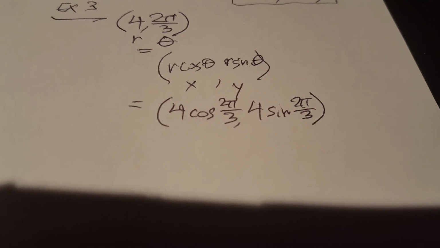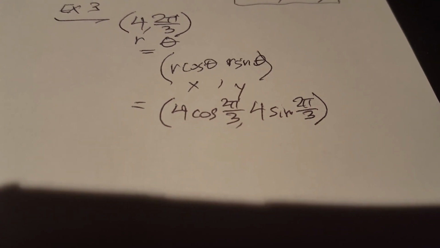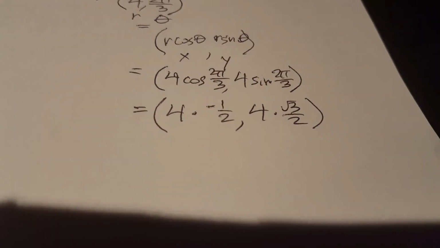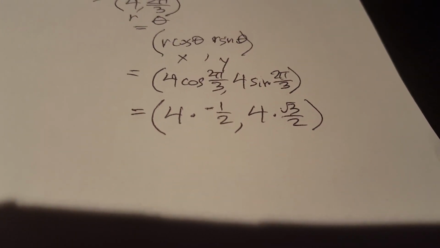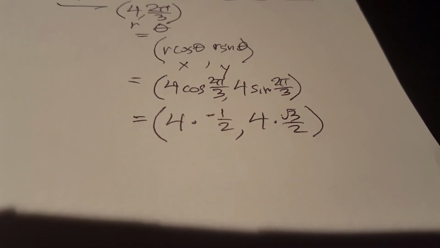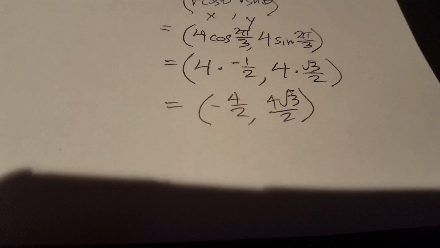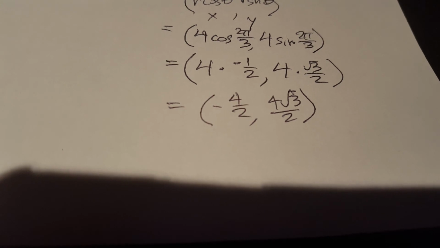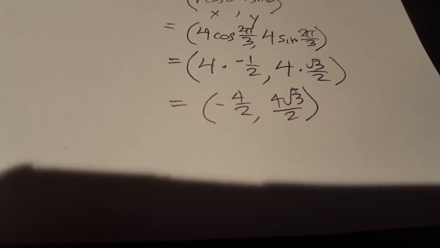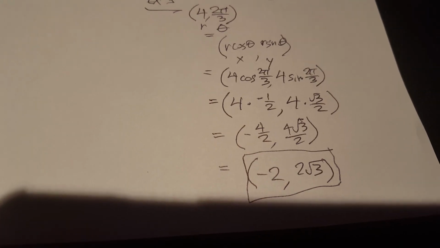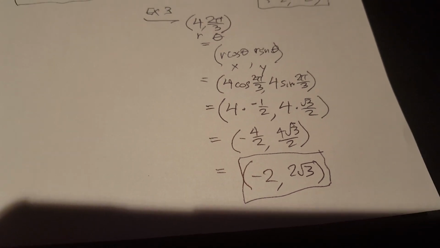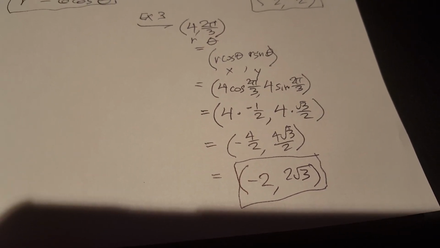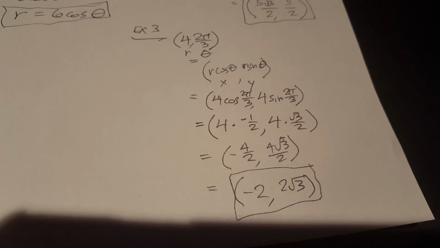That means you're going to have 4 cosine 2 pi over 3 comma 4 sine 2 pi over 3. Cosine 2 pi over 3 is negative 1/2. Sine 2 pi over 3 is square root of 3 over 2. Multiply that together, and you get negative 4 over 2 comma 4 square root of 3 over 2. Those 2s go into the 4. So your final answer here is the point (negative 2, 2 square root of 3). And that's that. That is done.